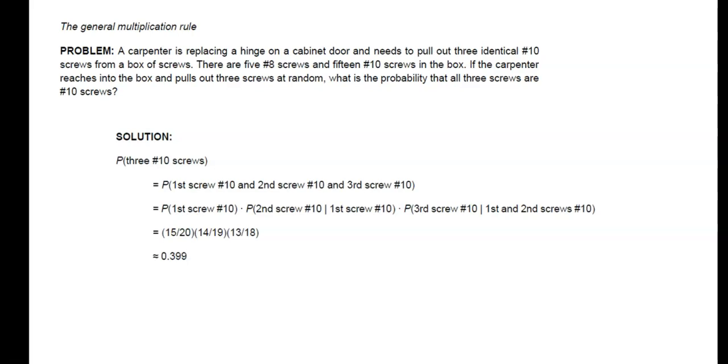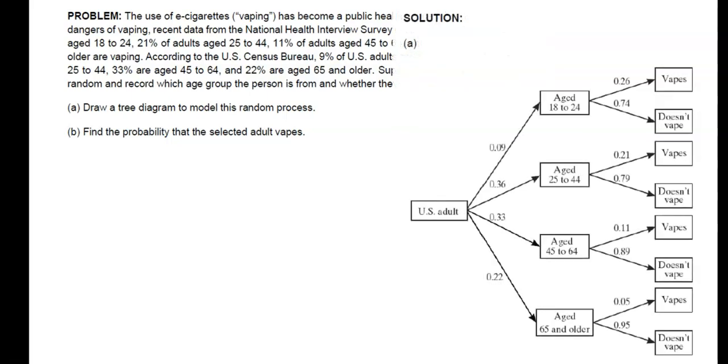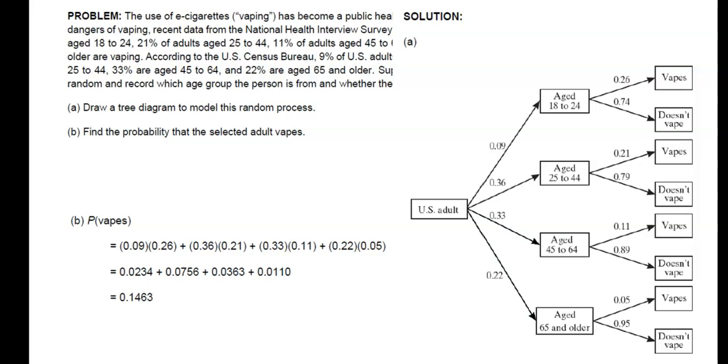If you want to do a couple extra practice problems, I'm just going to show you the answers for these two. Again, that first choice affects the second and the third choice because you're sampling without replacement. So the first choice definitely has an effect, and you've got 15/20 times 14/19 times 13/18. And then for this one, draw a tree diagram. So there's your tree diagram, and then find the probability that the selected adult vapes. So you add up all four of those that end with vapes. You do all four of those multiplications, add up those numbers to get 0.1463.